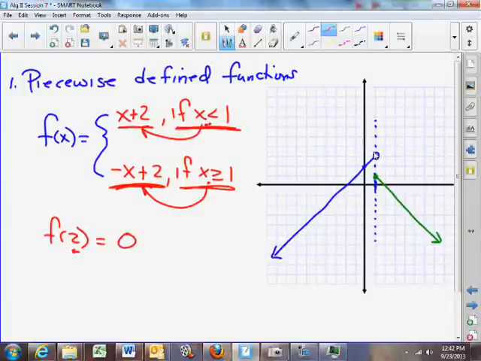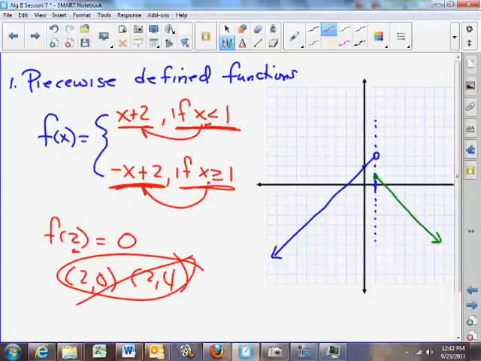A lot of times what students will do is they will tell me it is either 0 or 4. They'll put 2 in both of these. But 2, 0 and 2, 4 is not a function, and we're calling this a piecewise defined function. So when you're given an input, there is only one output that you can give. If you give more than one output, then you do not understand piecewise defined functions.